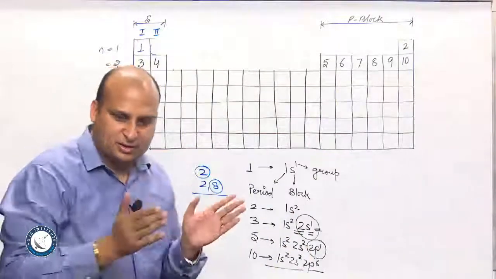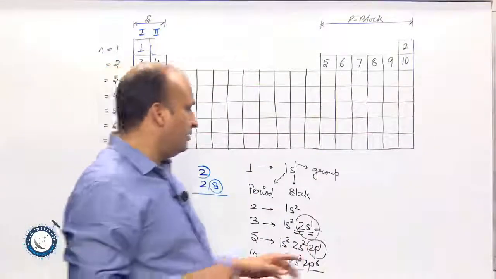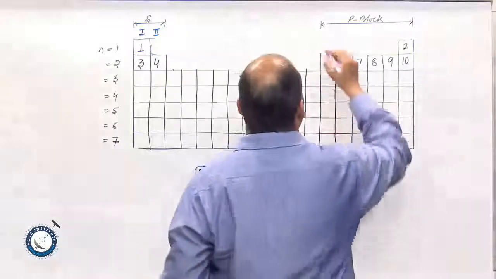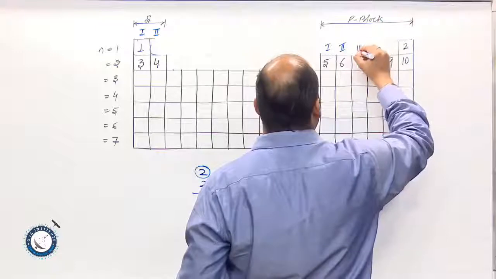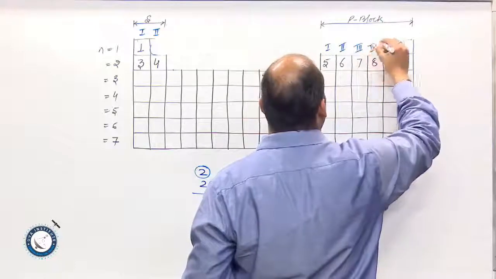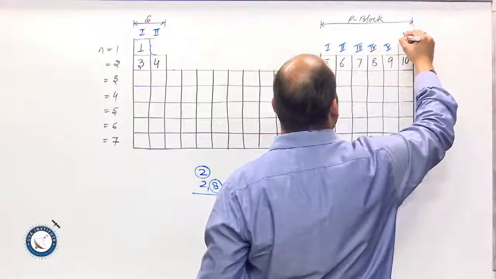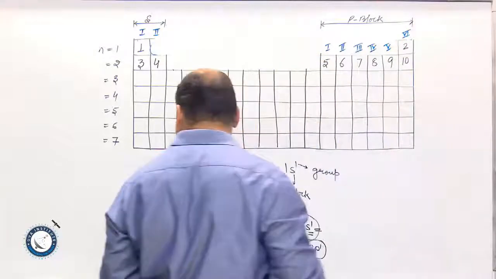We are getting nearer to the shape of the P block, huh? And this is group number 1, this is group number 2, group number 3, group number 4, group number 5 and group number 6. Okay, fine.